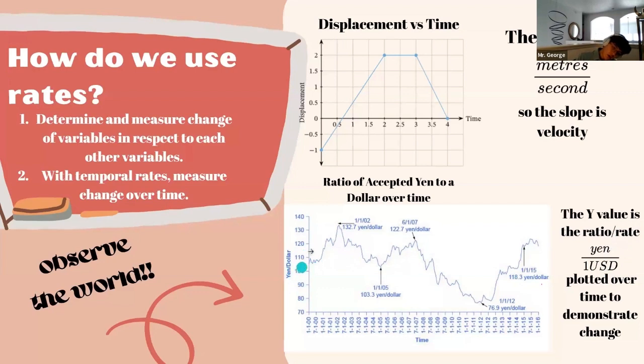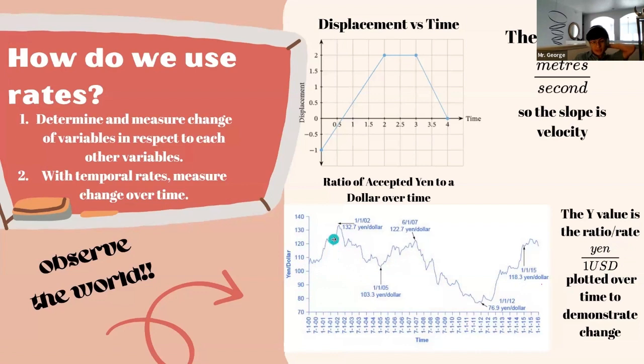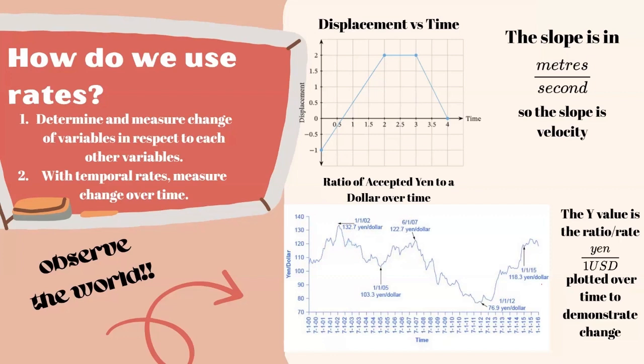So right here we can see the yen over the dollar, right? So that's basically just a unitless ratio, right? So what it says here is 132.7 yen per dollar. So what does that tell us about the yen? Anyone, just throw stuff out there. If it's 132.7 yen per dollar, what does that tell us? That it's a lot. It's a lot. You need a lot of yen to make $1. That's basically what this is saying.